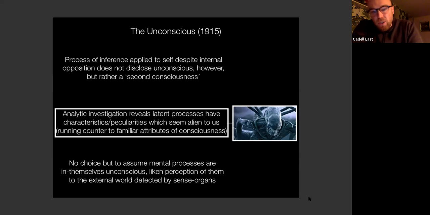There's no choice but to assume mental processes are in themselves unconscious, like perception. Though here he starts to get into territory which borders on radical philosophy. He says there's no choice but to assume mental processes are in themselves unconscious, like perception of them to the external world detected by the sense organs. So he's basically saying, in the same way that our sense organs detect the external world, this is the same relationship we should think between our perception consciousness system and the unconscious.